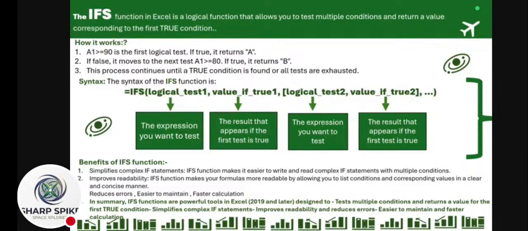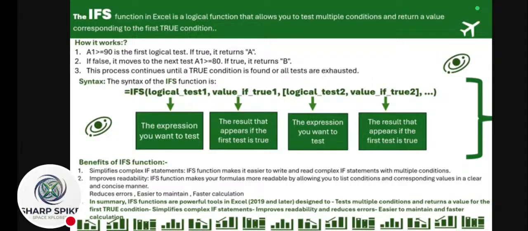A1 is greater than equals to 90 is the first logical test. If true, it returns A. If false, it moves to the next test. A1 is greater than equals to 80. If true, it returns B. This process continues until a true condition is found or all tests are exhausted.